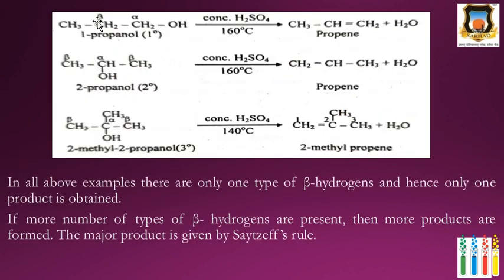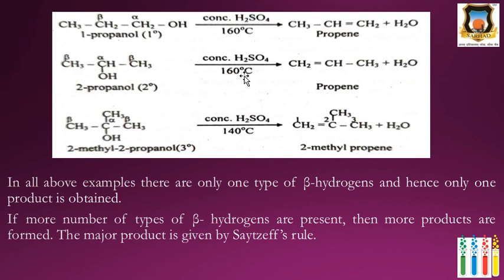For example, here this alcohol is a primary alcohol. The OH from this alpha carbon and hydrogen from beta carbon are eliminated in presence of concentrated H2SO4 at 160 degrees Celsius. It gives alkene, that is propene plus water. Then in the second case, it is secondary alcohol, 2-propanol. Again, when it is heated with concentrated H2SO4 at 160 degrees Celsius, we get propene as a product.